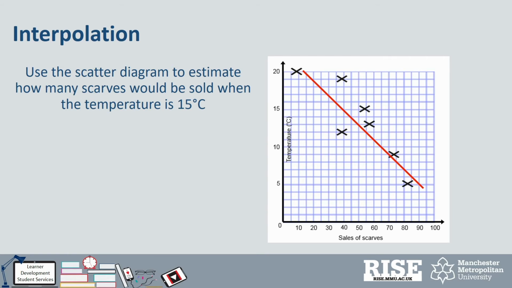From a scatter graph, we can perform interpolation then. Interpolation helps us to estimate the values of points that we don't necessarily have collected already. We can use this diagram and a line of best fit then to estimate how many scarves would be sold when the temperature is 15 degrees Celsius. If I find 15 degrees then on the y-axis, read across until I hit the line of best fit, and read down, I get the sales of scarves being 40.